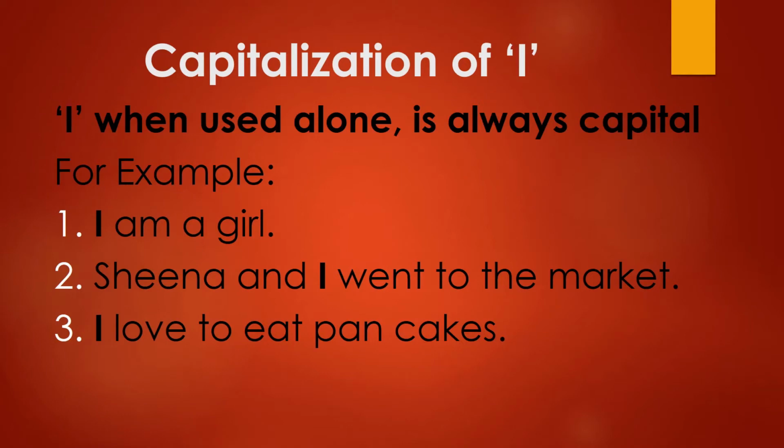Capitalization of I. Students, I when used alone is always capital. For example, I am a girl, so the I is capital. Sheena and I went to the market. I is capital here as well. Number 3. I love to eat pancakes. I is capital. Please remember whether the I comes in the starting of the sentence or in the middle of the sentence, it has to be capital always.